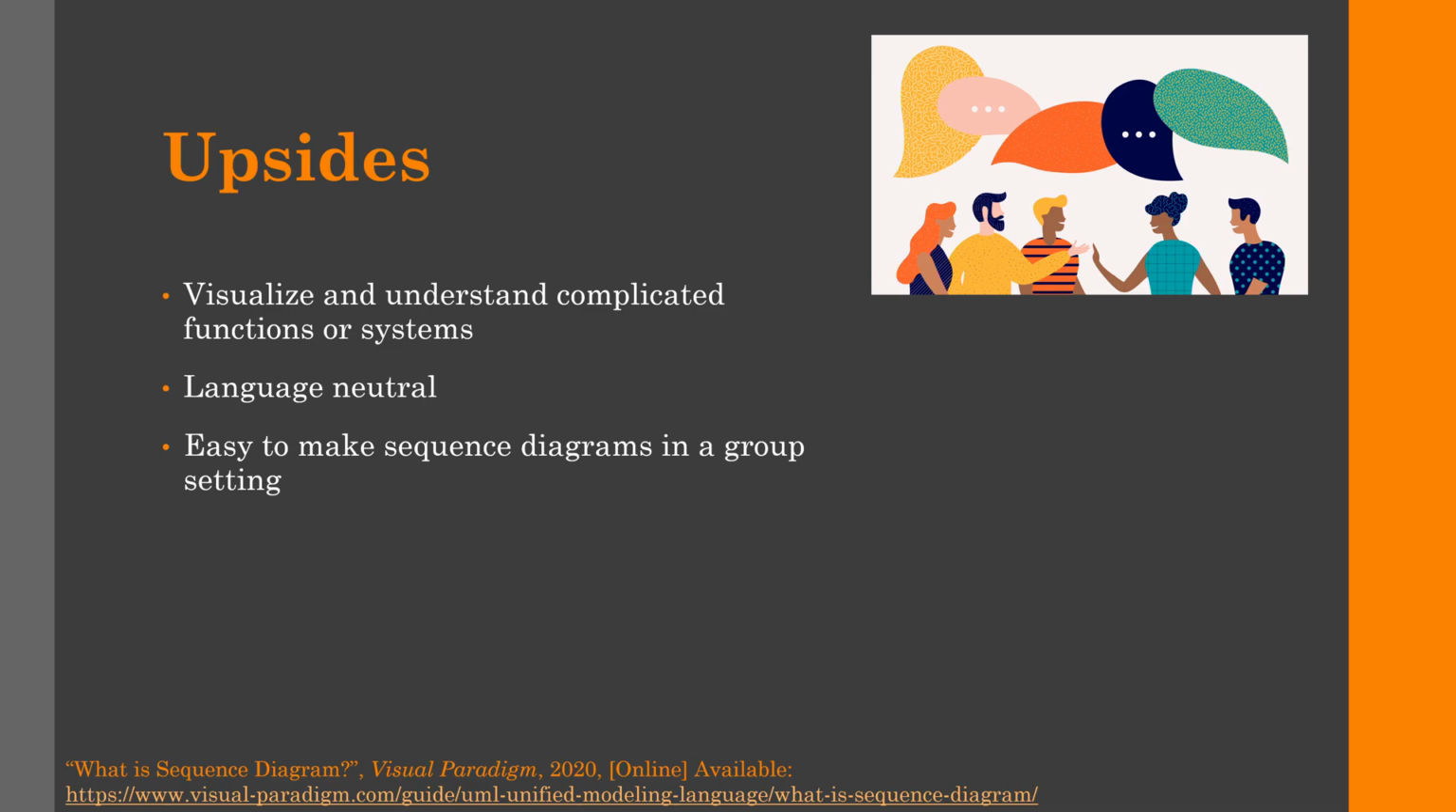One of the biggest advantages of using UML sequence diagrams is that they are easy to create in a group setting. Creating UML sequence diagrams in a group can help to clarify any discrepancies and can help all the team members to gain a better understanding of how the objects in their project interact with each other.